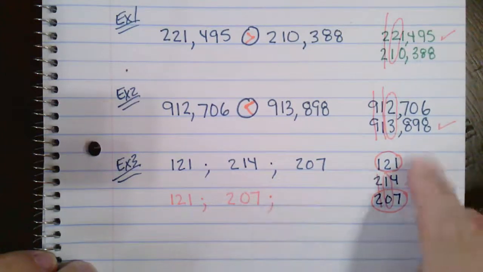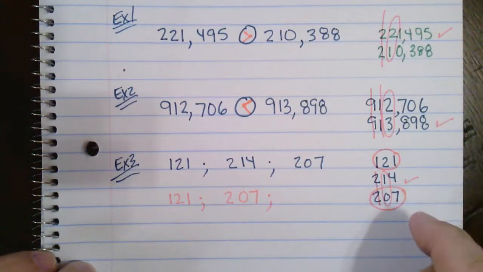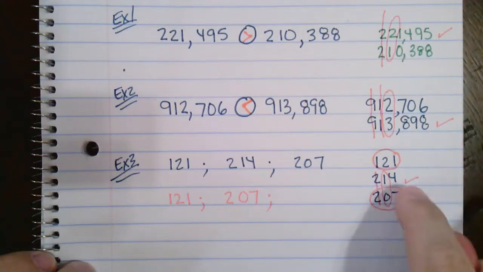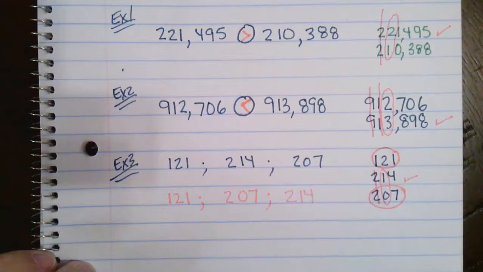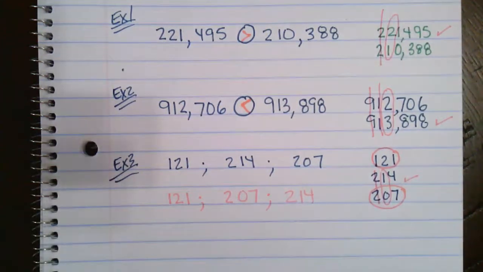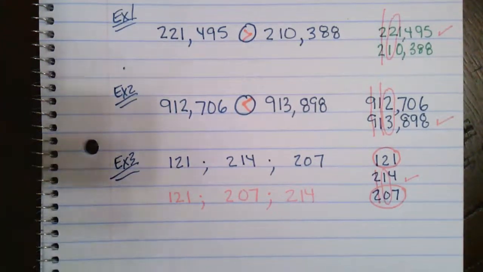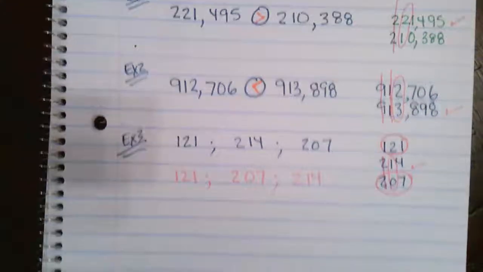And it may seem silly that I'm circling them. I don't want to forget one, because sometimes you could have a set of anywhere from 5 to 100 numbers that you're doing. And so you really want to look at those and make sure you do not forget something. And then my last one is 214. So those were smaller numbers, but I want to explain what the process will look like.